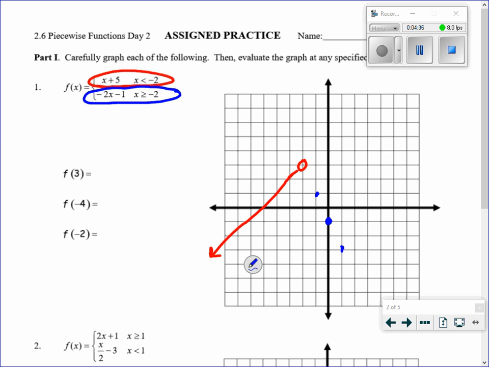So what happens right here when I get up to this point? We got a problem. What type of circle should be here, closed or open? A closed. So remember, closed circle is always trumping that open circle. That closed circle is going to go over top of that open circle. And there is our graph.